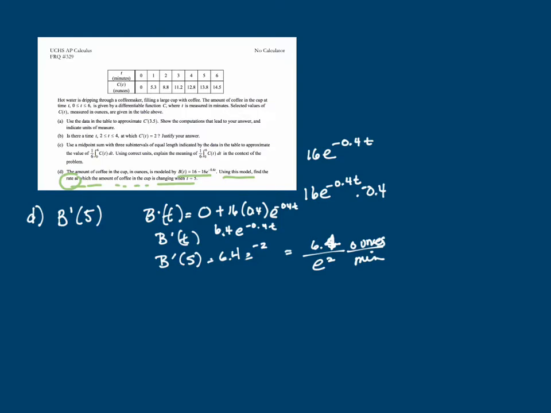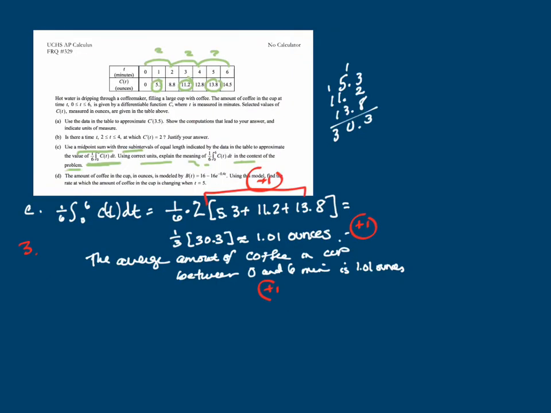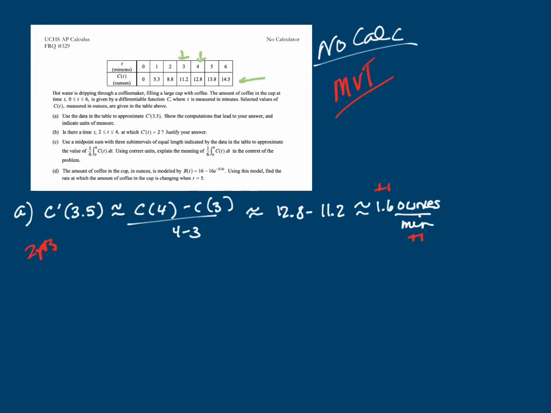All right, so let's do the points for this one. This was worth 2 points. You get 1 point for b prime of t being right, and 1 point for the answer. So that's 2, 5, 7, 9. There you go. That's FRQ 329.